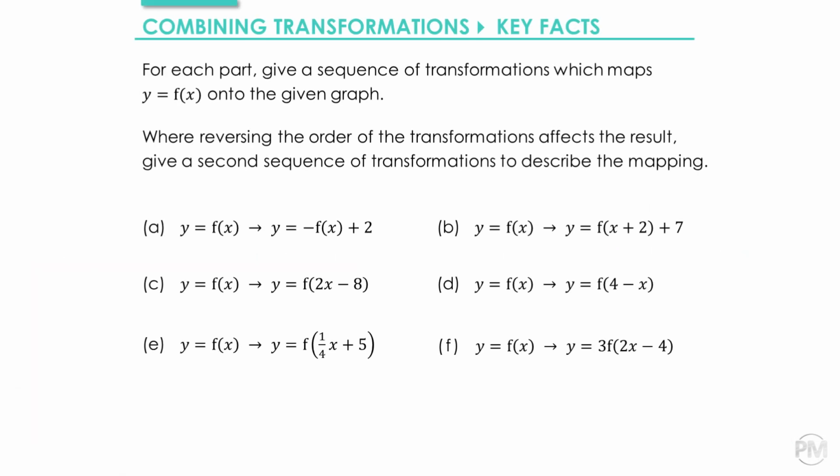Okay, now you've seen a couple of examples, I've got a few questions for you to have a go at. For each question, first of all, I'd like you to decide, does the order you apply the transformations affect the result? If it doesn't, simply write down a single sequence of transformations that would get from f of x to the result. For the questions where the order does matter, I'd like you to try and write down 2 different sets of transformations that will get you from f of x to the result. The answers to these questions can be found on the course page.